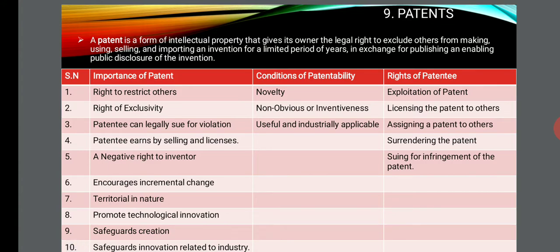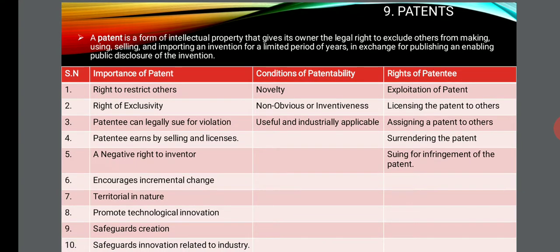A patent is a form of intellectual property that gives its owner the legal right to exclude others from making, using, selling, or importing an invention. So you have made some invention. Now you want to keep it for yourself. You don't want anyone to make a copy or use or sell that particular invention for a limited period of years. Then you can do it through patents.